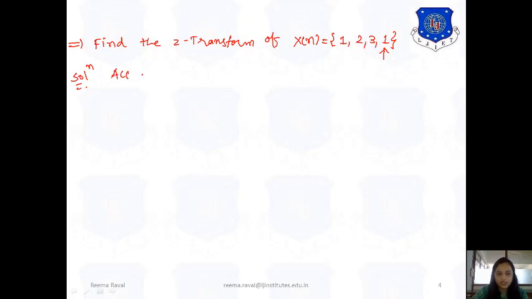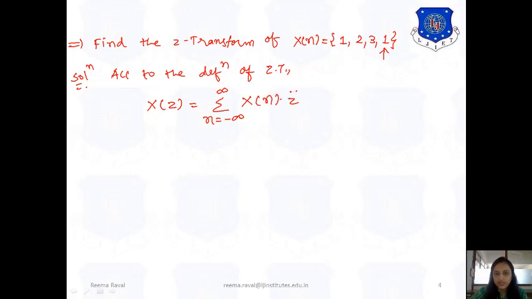So according to the definition of Z transform, X of z equals summation of n equals minus infinity to infinity x of n into z raised to minus n. Now over here let us define the range of n. So this is 0, this indicates minus 1, this is minus 2 and this is minus 3. So we can say that the range of n is minus 3 to 0.